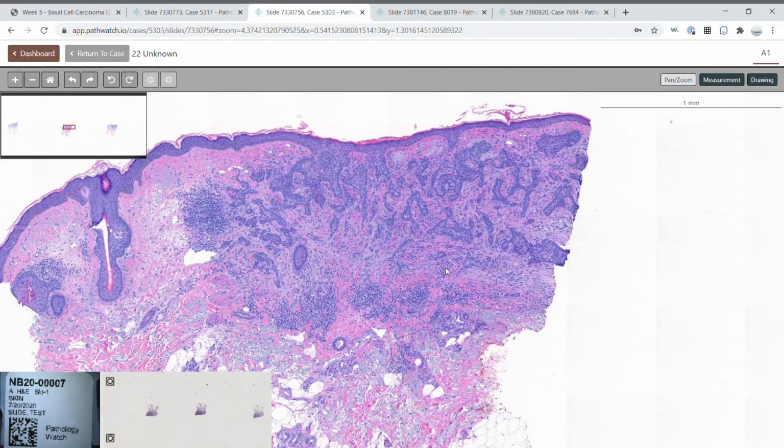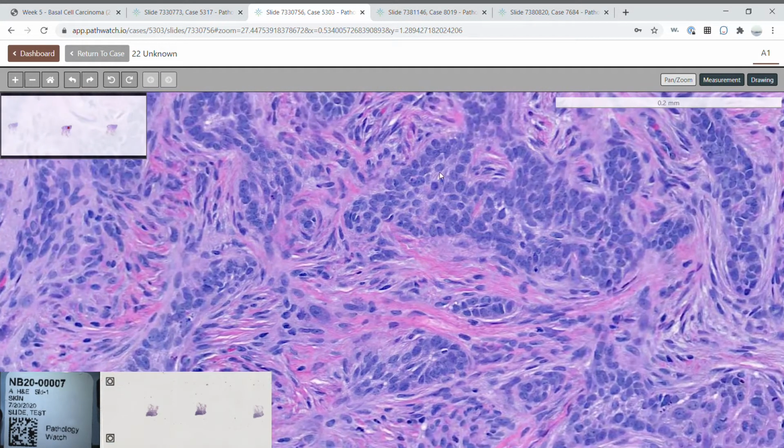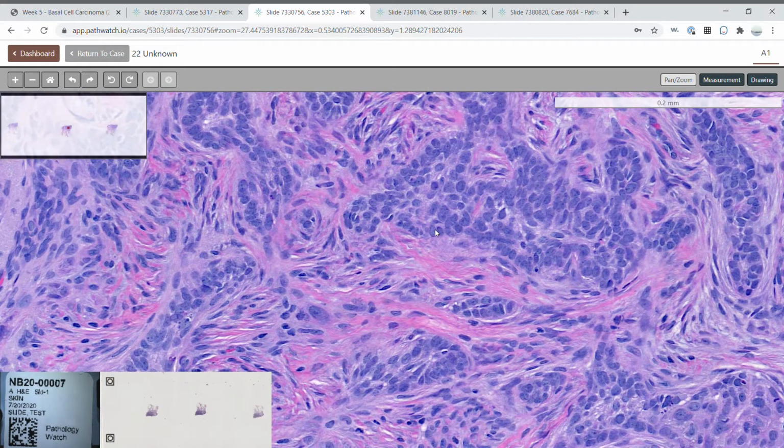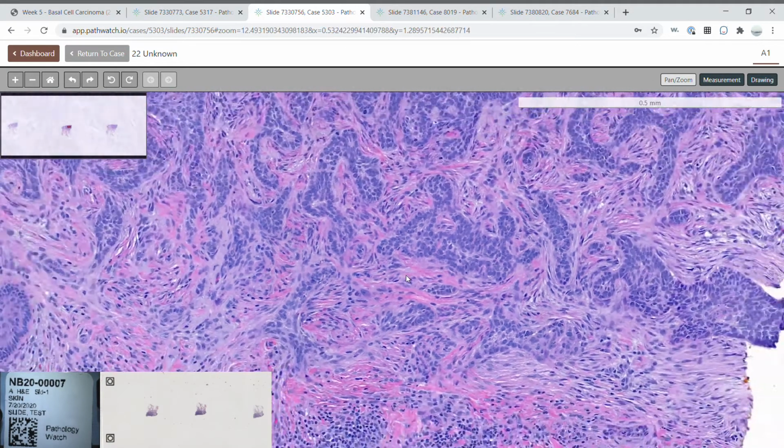Here's an aggressive variant of basal cell carcinoma known as the infiltrative type. You can see here proliferations of blue basaloid cells forming infiltrative cords in the dermis. On higher power, these cells, again, sometimes show peripheral palisading as well as proliferative activity. There is also a stromal reaction.